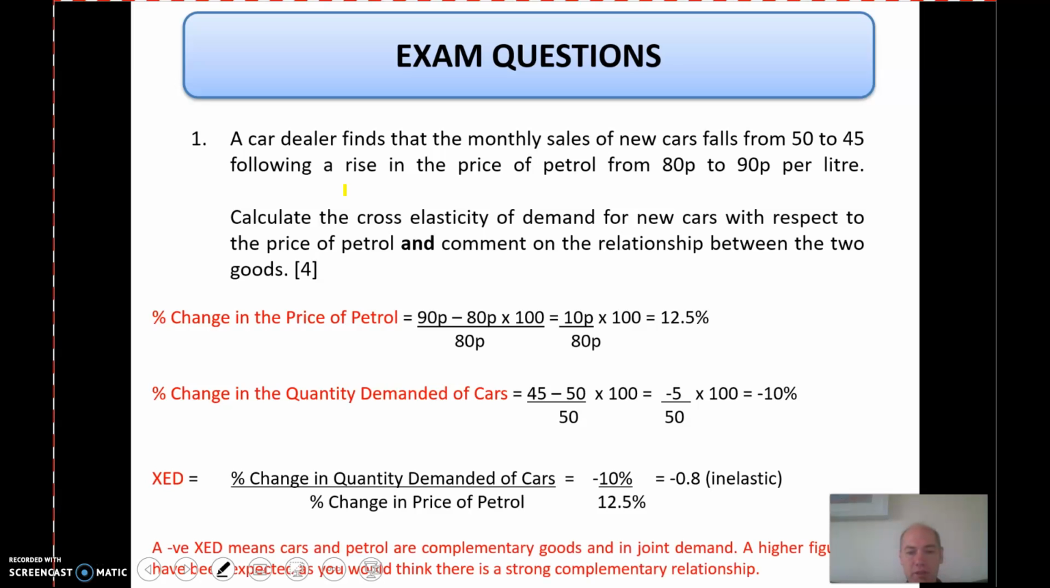Now, just in terms of how you explain this, the negative cross elasticity figure means that they're complementary goods and in joint demand. Look at that, get that good economics in there. Complementary goods and joint demand. Possibly you would expect a higher figure. You would expect there to be a strong complementary relationship in this instance.